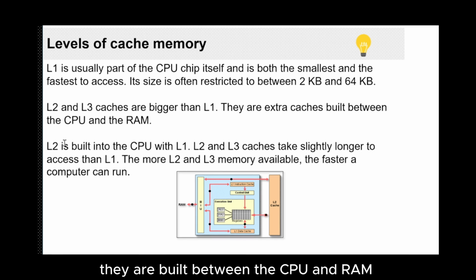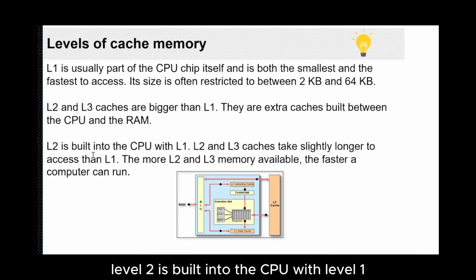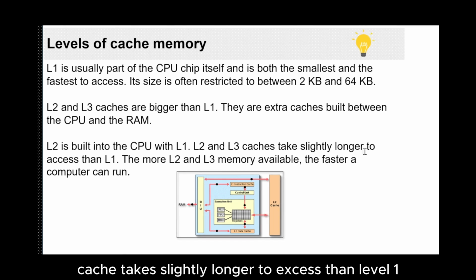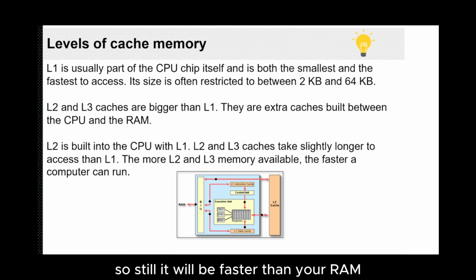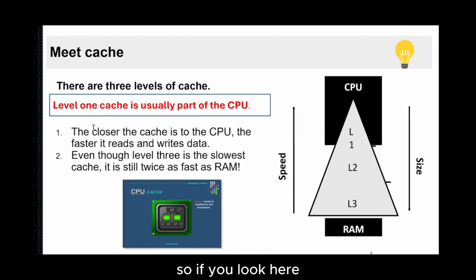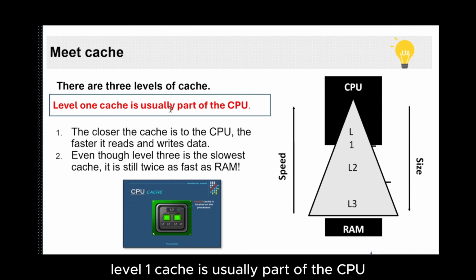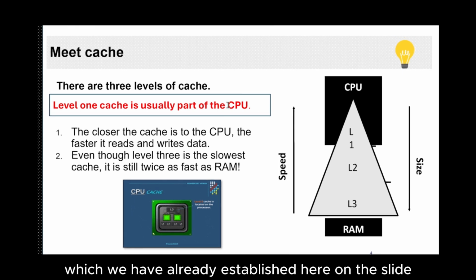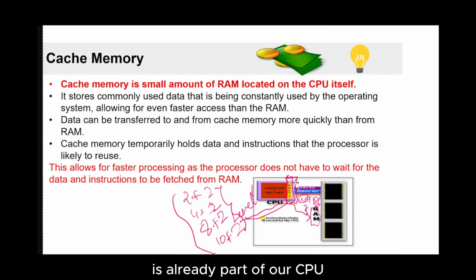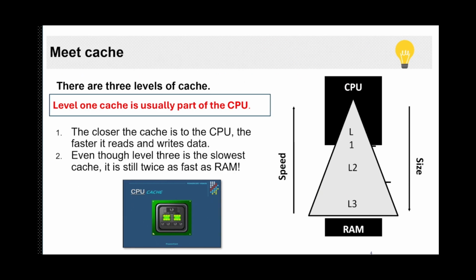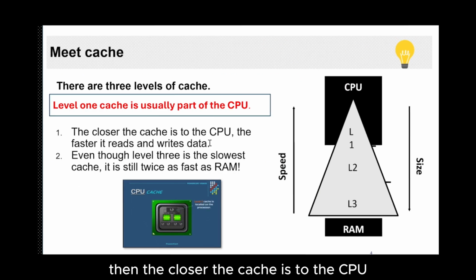Level 2 is built into the CPU with level 1. Level 2 and 3 cache take slightly longer to access than level 1. So still, it will be faster than your RAM. If you look here, level 1 cache is usually part of the CPU, which we have already established on the slide is part of our CPU. Then, the closer the cache is to the CPU, the faster it reads and writes data.